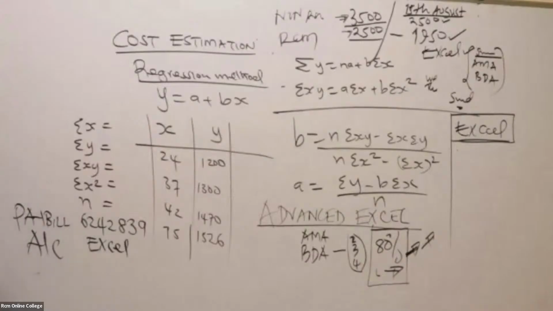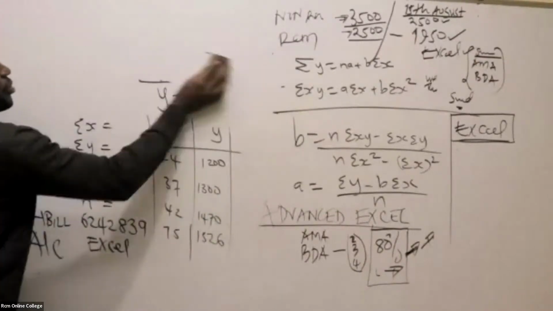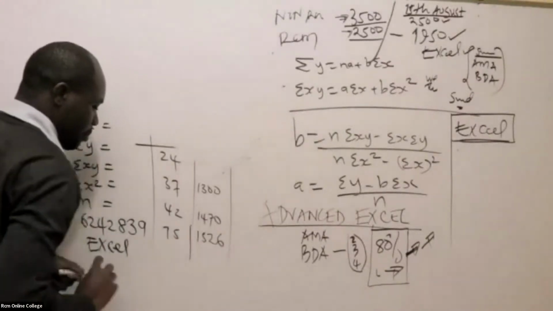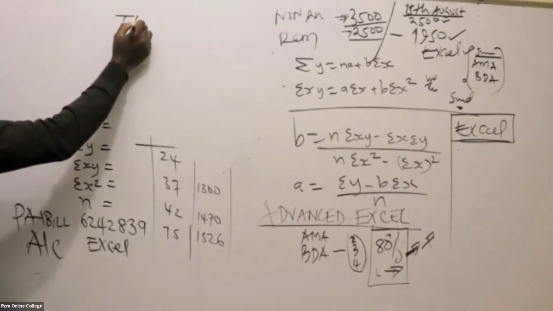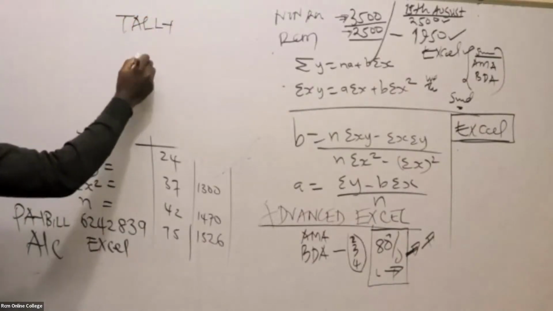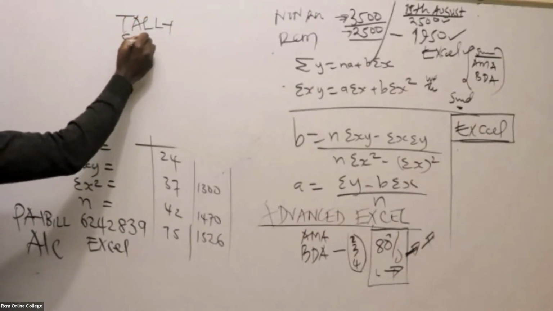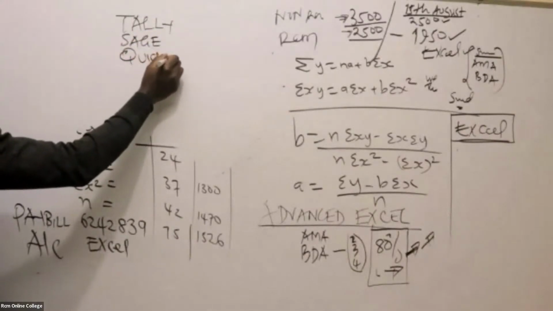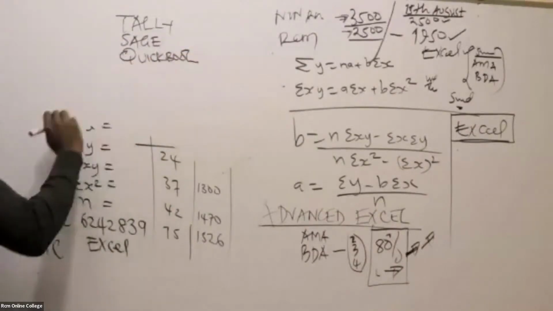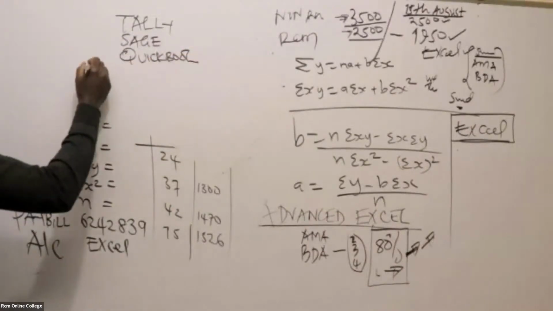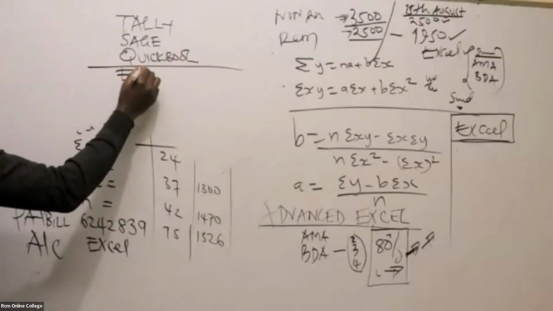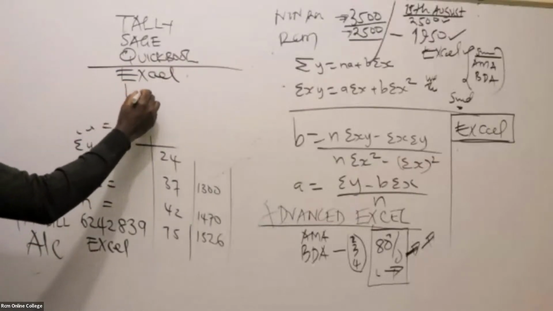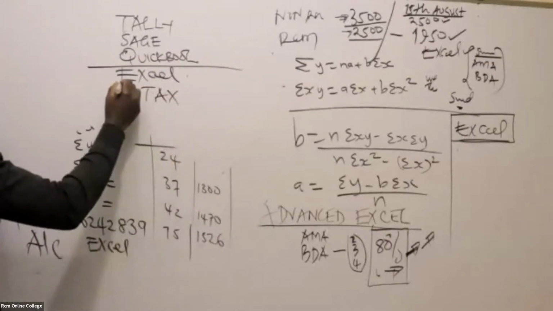And of course, it is not only Excel. You want to know how to generate reports in accounting packages. That is Tally, right? That is Sage. That is QuickBooks. Those are accounting packages. Then you now come to Excel. Once you have the Excel knowledge, you are able to navigate. Of course, we'll also be taught something with iTax.